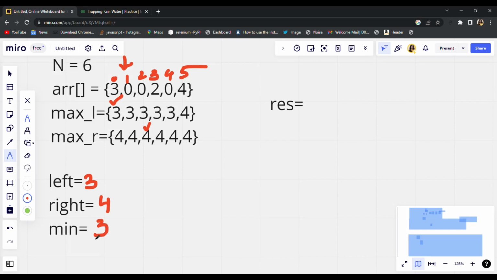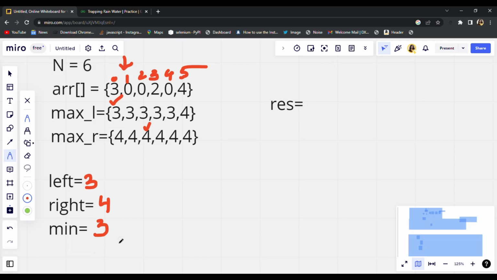So why do you think we are finding the minimum among these? Suppose we store water till the height of 4. Okay, till the height of 4. And the left boundary is just 3. So if you are storing 4 liters of water and the left boundary is just 3, that 1 liter of water will just overflow. You need to imagine the scenario. Okay, so that's why we are finding the minimum among these and storing it in the minimum variable.